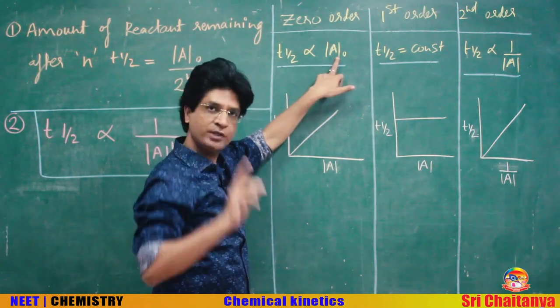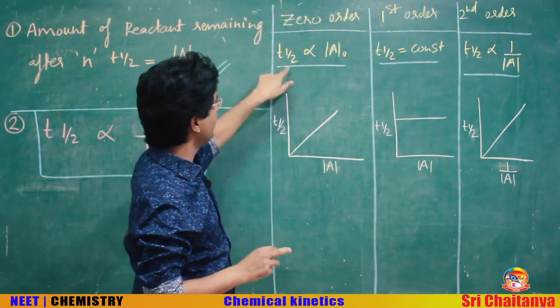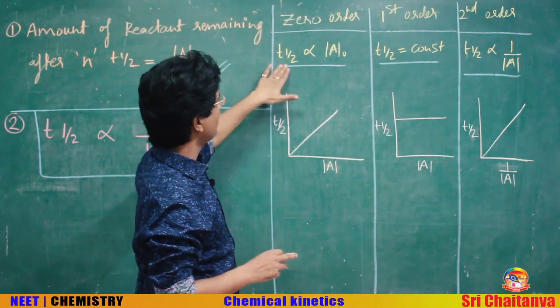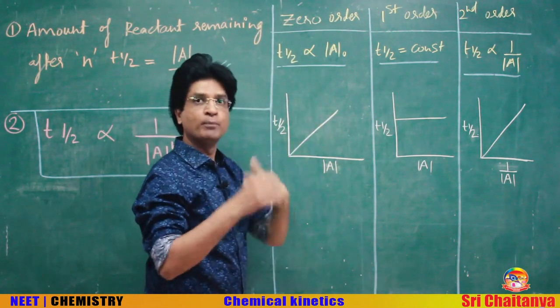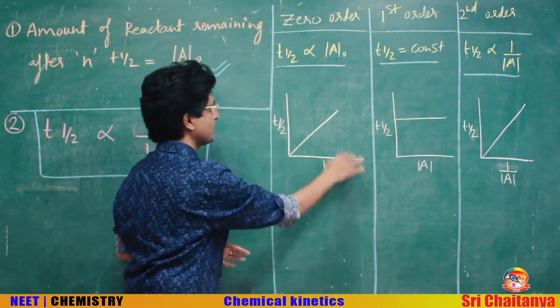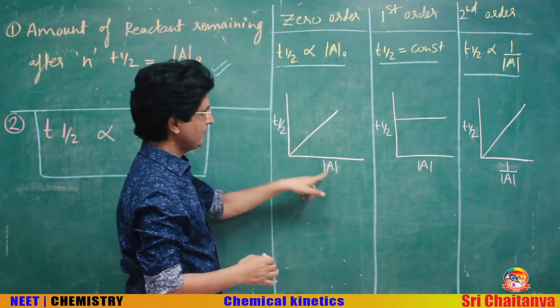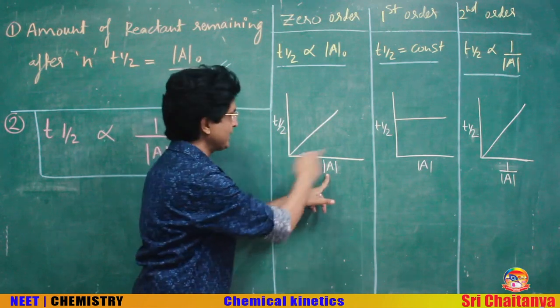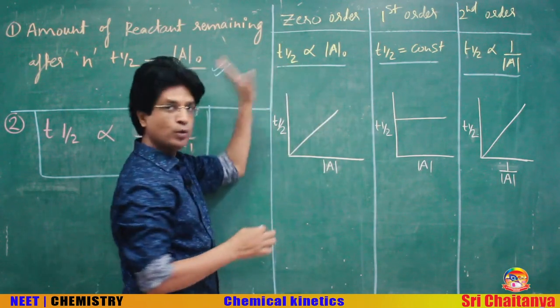We have earlier seen in the zero order reaction also. So that means for a zero order reaction, half-life is proportional to A naught. More the amount, more the half-life. Remember that. And the plot of this graph will be half-life on the y-axis, A on the x-axis. It will be a straight line passing through origin.